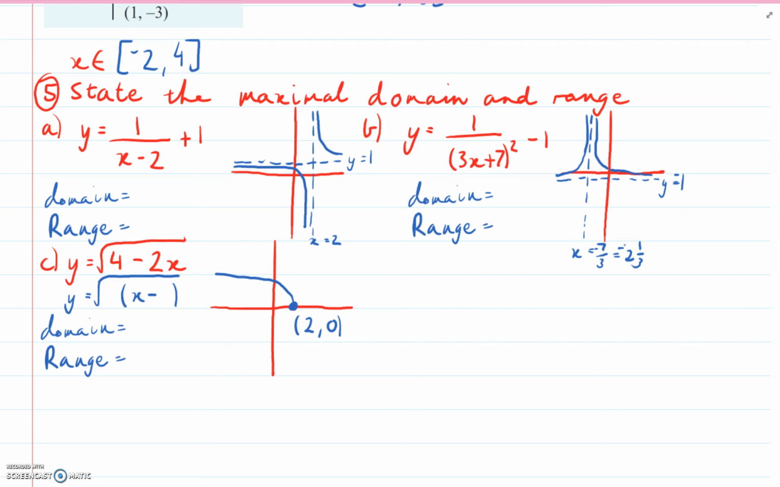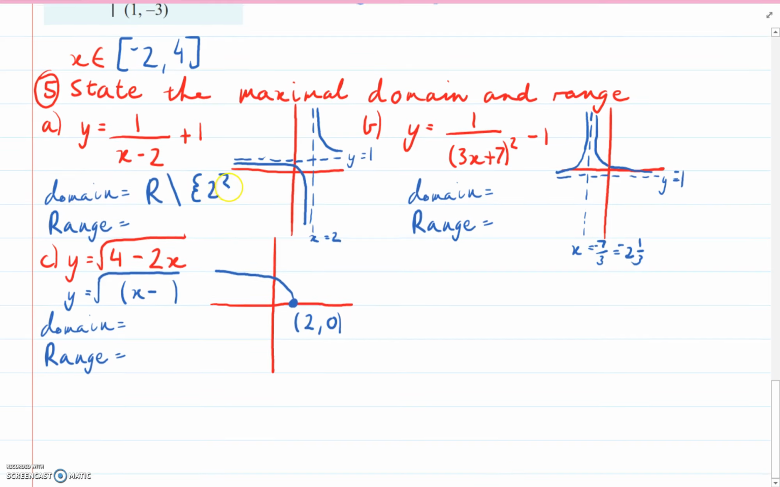So the domain is all real numbers. It's going from negative infinity to infinity, but not including 2. So it's going from negative infinity, but not including our asymptote, which is 2. Same for the range. It's all real numbers, not including positive 1 in this case, where our asymptote lies. You could write R in this case as negative infinity to infinity, that's fine. But yeah, just like what we've got there.